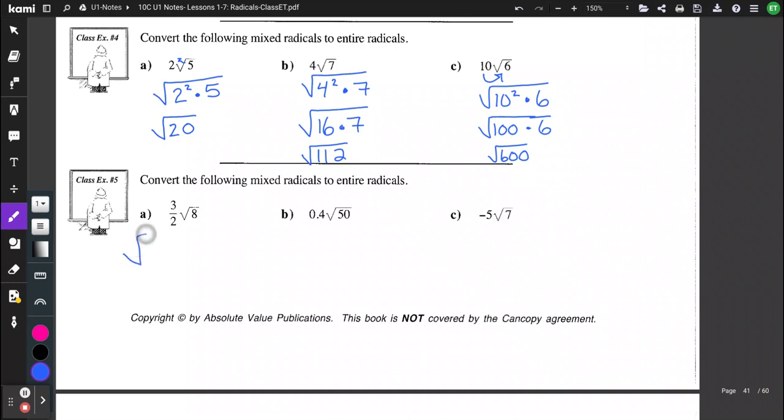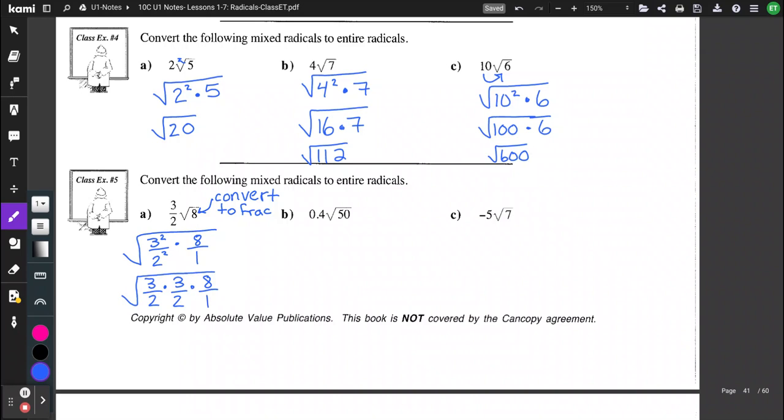So when this guy goes under, you're going to go 3 squared over 2 squared, all times 8 over 1. You need to change this guy into a fraction. So convert to fraction by putting a 1 on the bottom. Now, you could also write it like this: 3 over 2 times 3 over 2 times 8 over 1, because that's what's actually going on.